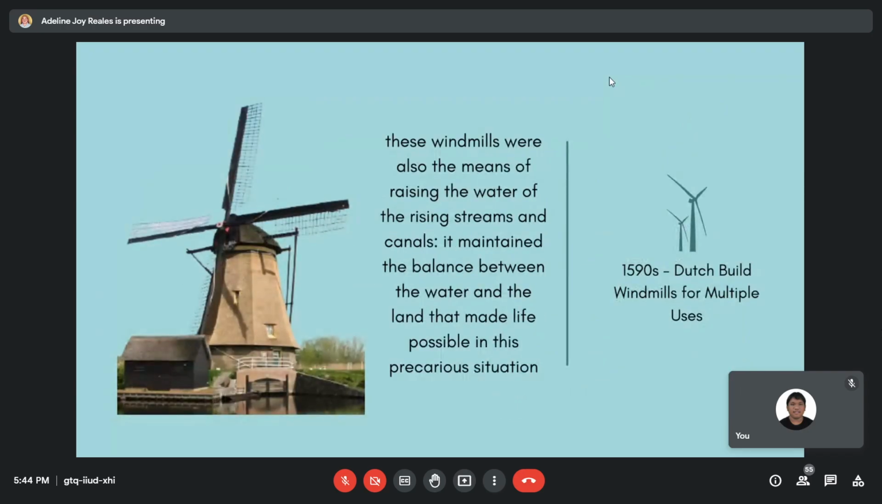The mill reached its greatest size and its most efficient form in the hands of the Dutch engineers toward the end of the 16th century. The Dutch provinces developed the windmill to the fullest possible degree. It ground the grain produced on the rich meadows, it sawed the wood, and it ground the spices. But more than that, these windmills were also the means of raising the water of the rising streams and canals, and it also maintained the balance between the water and the land that made life possible in this precarious situation.